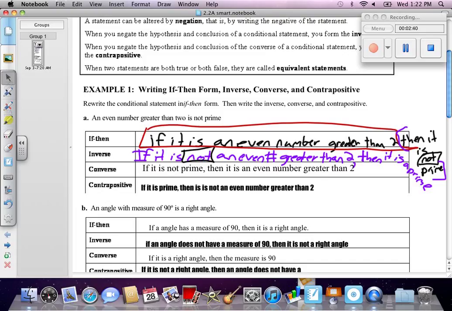Which one are you just reading? I was just reading the contrapositive. Do you want me to reread these?